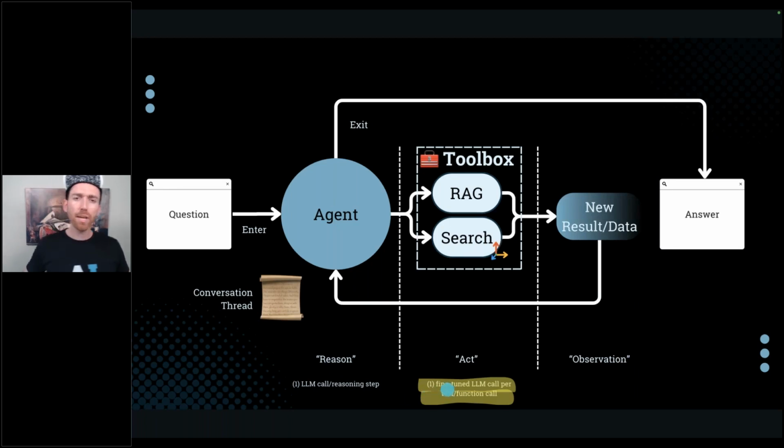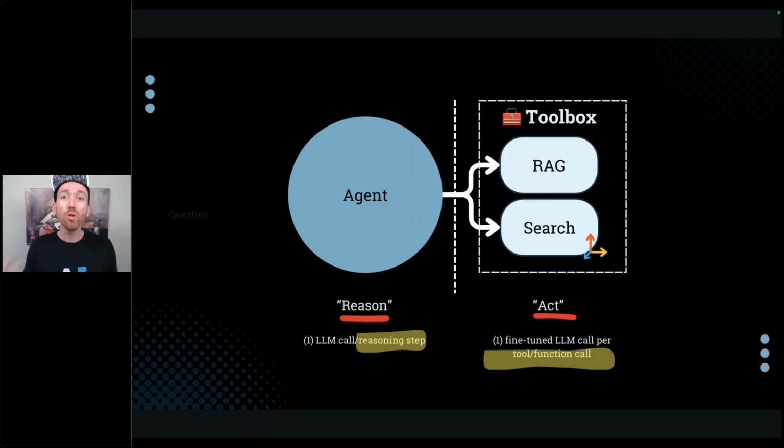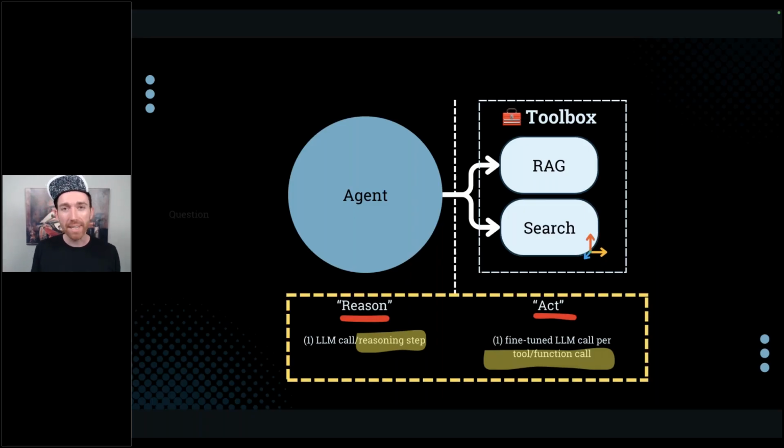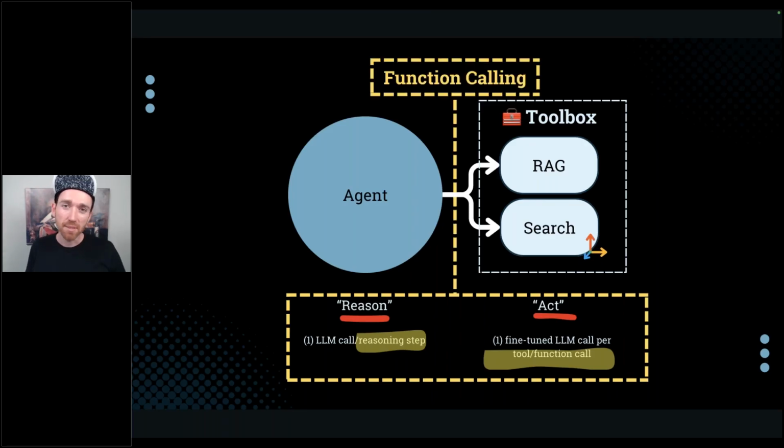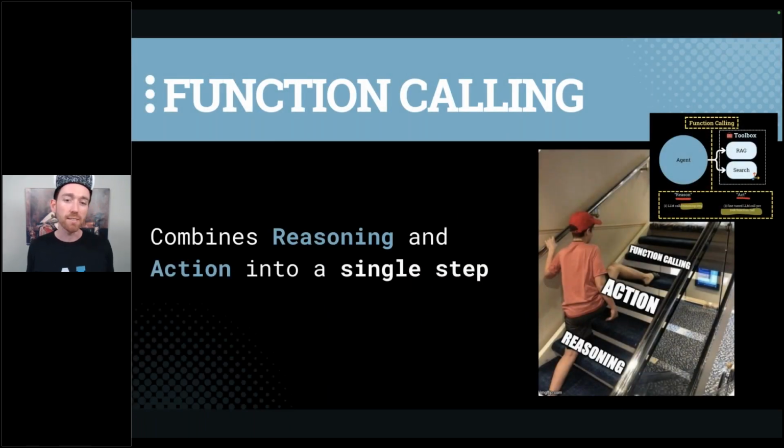When we act, we're actually calling a fine-tuned LLM. I know we didn't talk that much about fine-tuning, but it's fine-tuned for function calling. It's fine-tuned for tool calling. When we look at this reasoning and action 1-2 step, we can actually smash them together. That's function calling. Function calling combines reasoning and action into a single step.